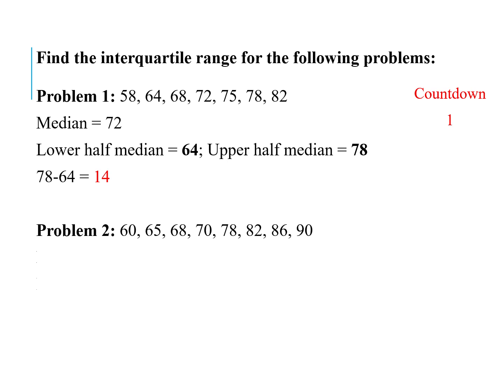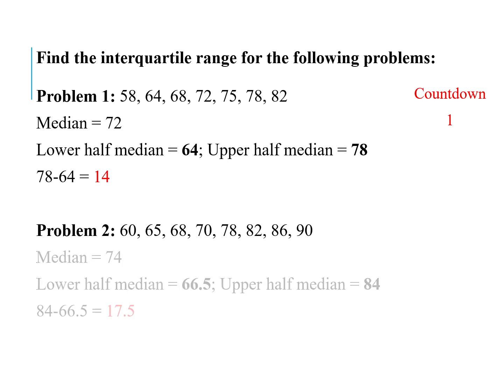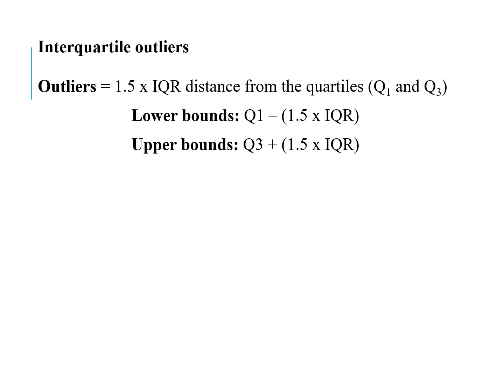Okay, so for problem 1, the median is 72, the lower half median is 64, and the upper half median is 78. 78 minus 64 is 14. For problem 2, the median is 74, the lower half median is 66.5, and the upper half median is 84. 84 minus 66.5 is 17.5.